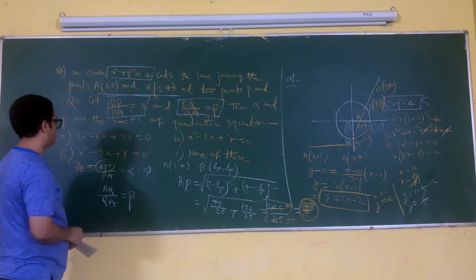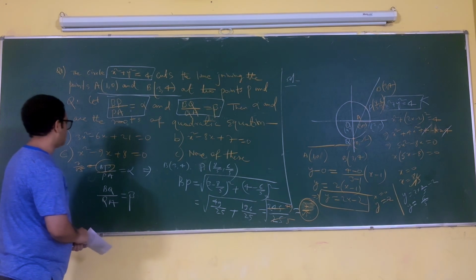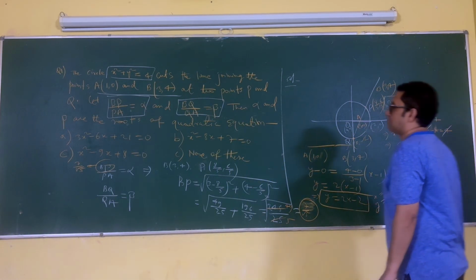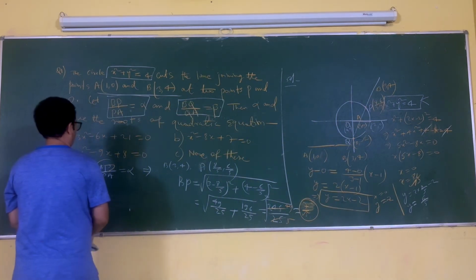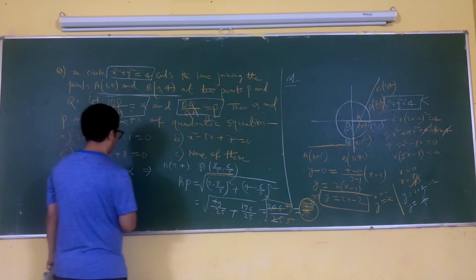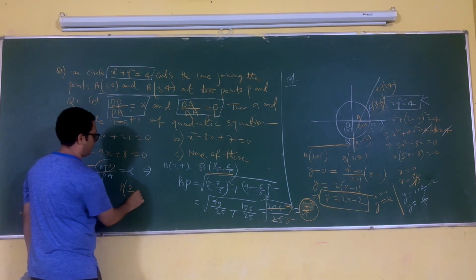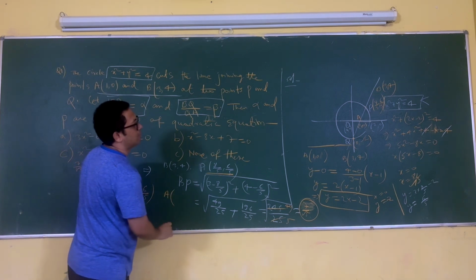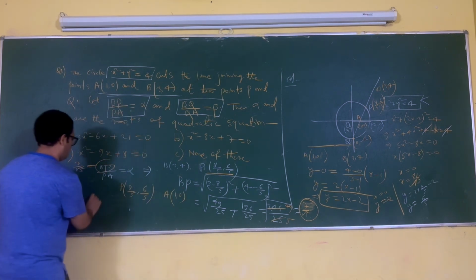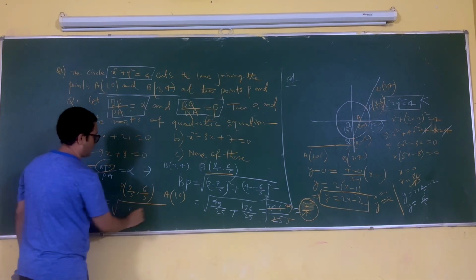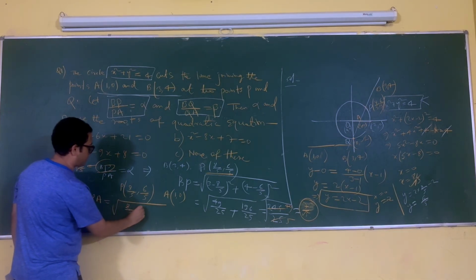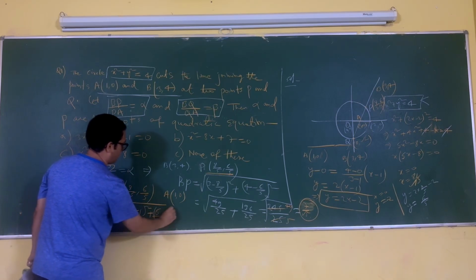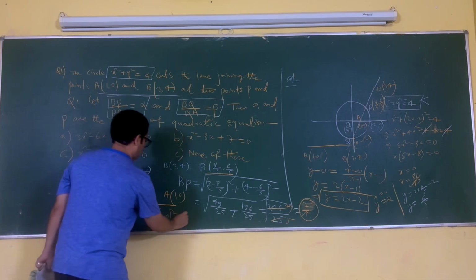Similarly, we can get the value of PA also. So if you consider the value of PA, for this we have the coordinates of P as 8 upon 5, 6 upon 5, and the coordinate of A is what? 1, 0. So PA is equal to nothing but root under 8 upon 5 minus 1 whole square plus 6 upon 5 minus 0 whole square. So it will be how much?